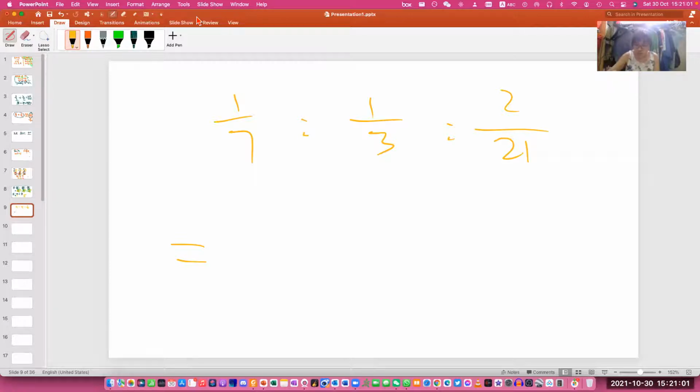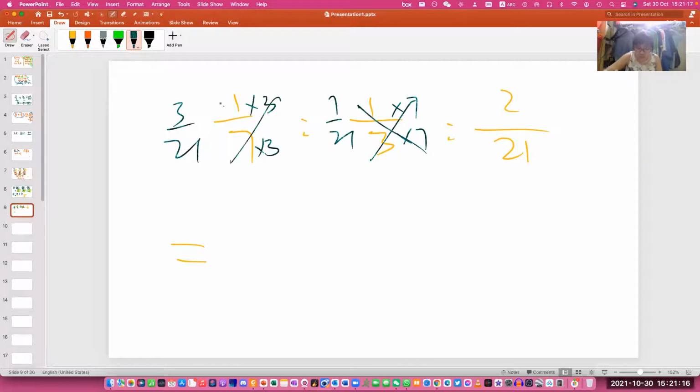So in fact, we can just do times 3, then times 7, and then this one, no need because 21 is already here. So you get 3 over 21, then you get 7 over 21. This one is gone, this one is gone. So you have 3 to 7 to 2. That's the answer, because you cancel the 21, right? So yes, that's the correct answer. Okay, let's move on.